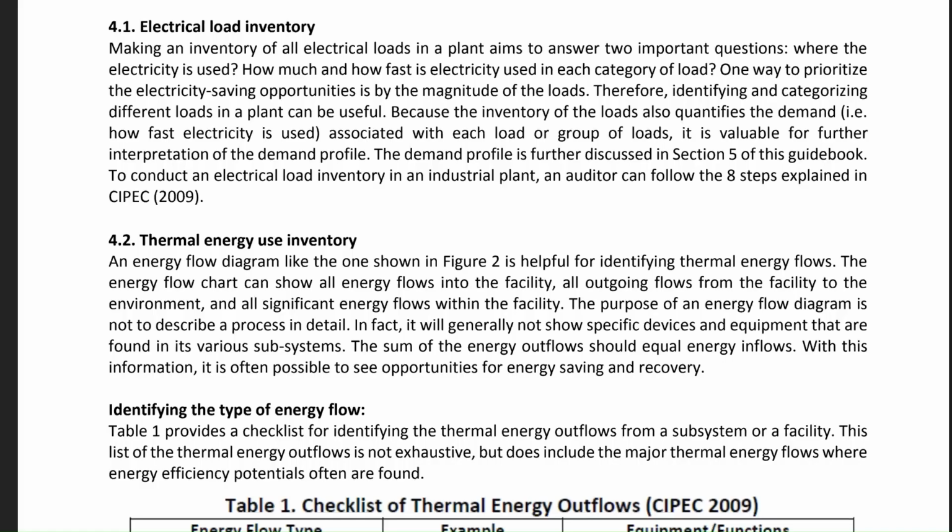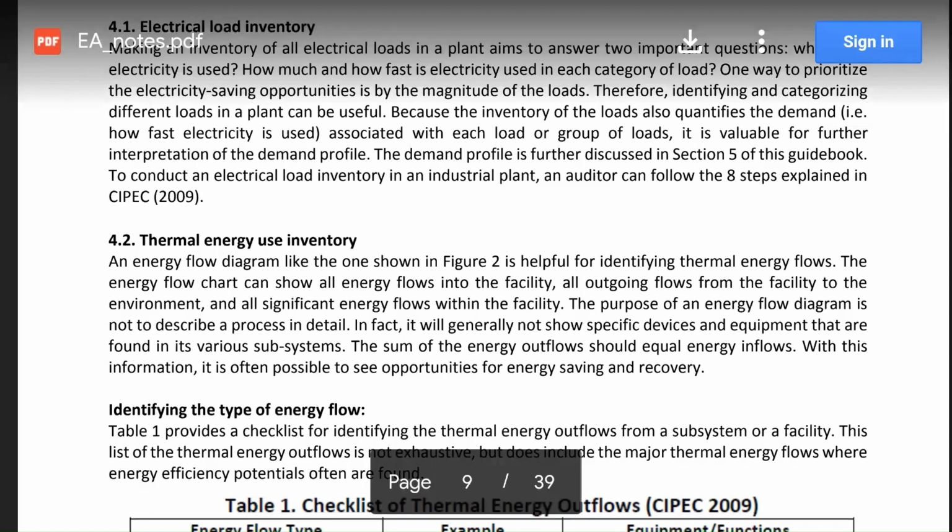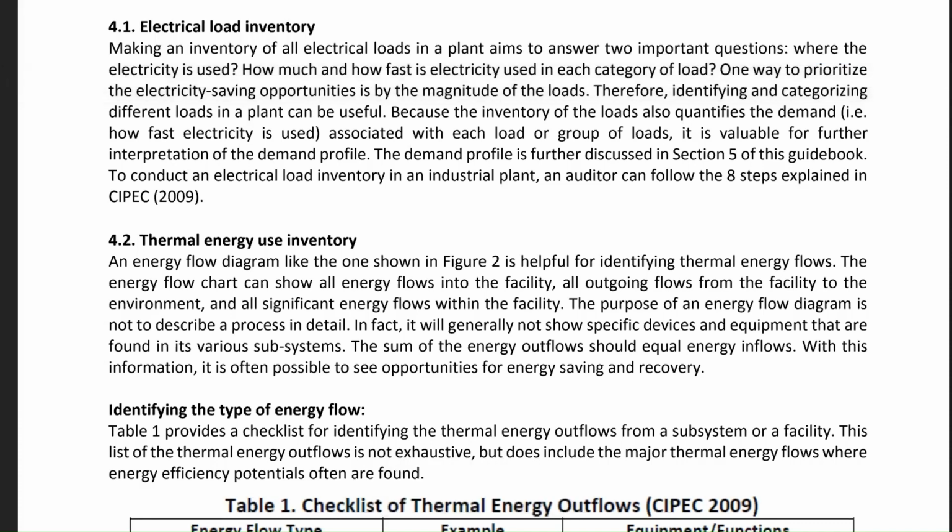Okay, so when we talk of the electrical load inventory, we mean how and where the electricity is used. Two important questions are to be answered. First is where the electricity is used. Second is how fast it is used. What does this signify? First of all, where electricity is used means what are the loads. It can be the illumination loads, light, tube light, CFL, LEDs, etc. And second, it could be the motors, generators, some pressure systems, piping systems, etc.